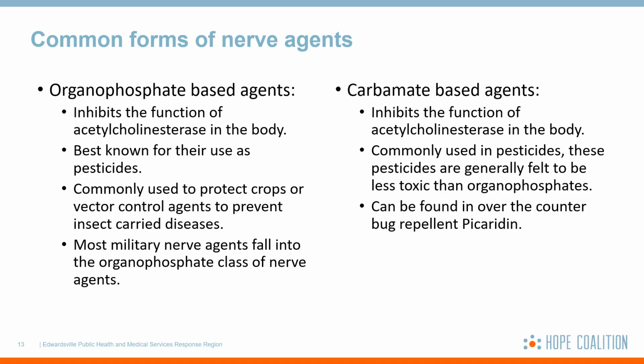Carbamate-based agents inhibit the function of acetylcholinesterase in the body. They are commonly used in pesticides, and these pesticides generally are felt to be less toxic than organophosphates. Carbamate-based agents can be found in over-the-counter bug repellents like picaridin.